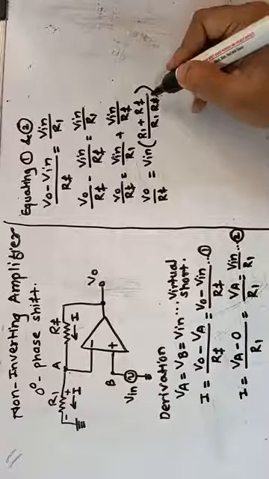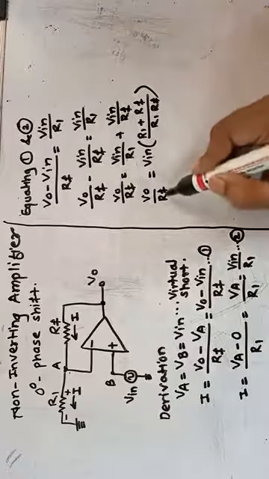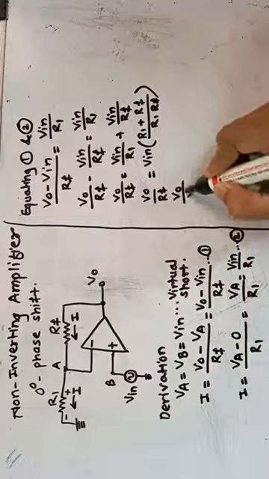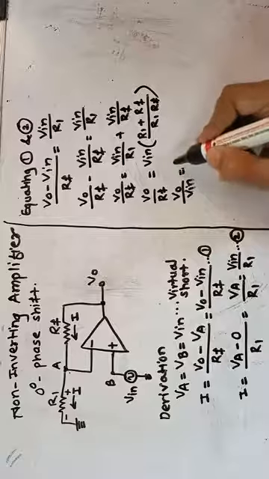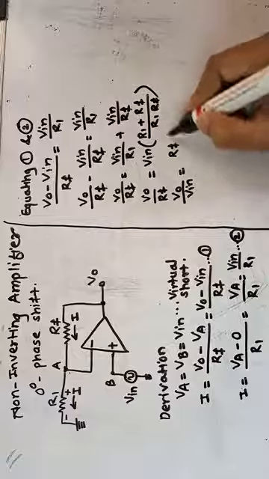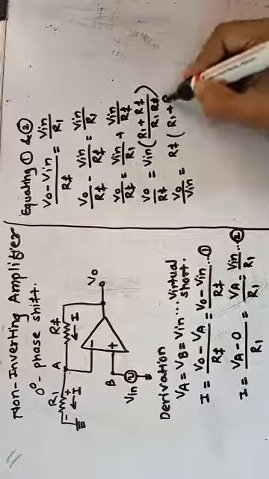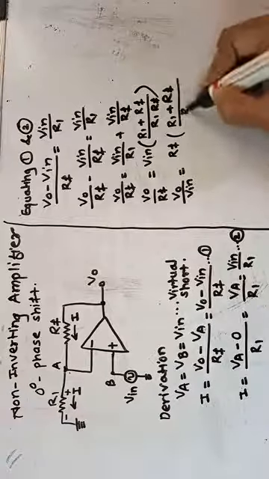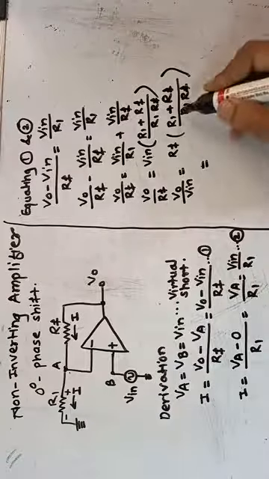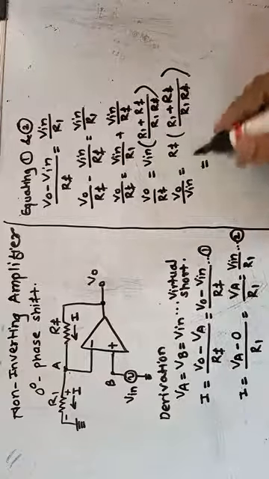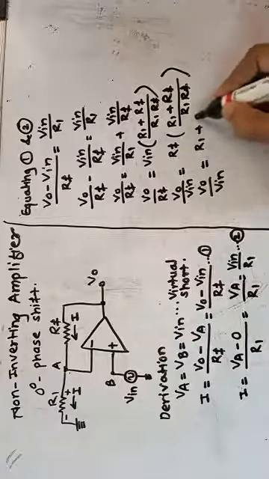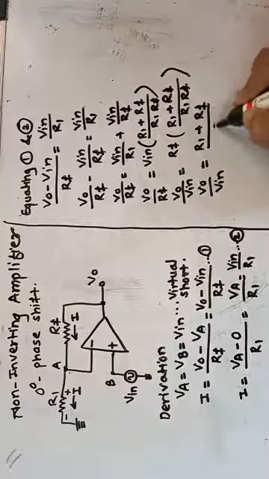But we want V0 upon V in for the gain. So V0 upon V in is equal to Rf into R1 plus Rf divided by R1 into Rf. Rf gets cancelled. So we are getting V0 upon V in equal to R1 plus Rf divided by R1.